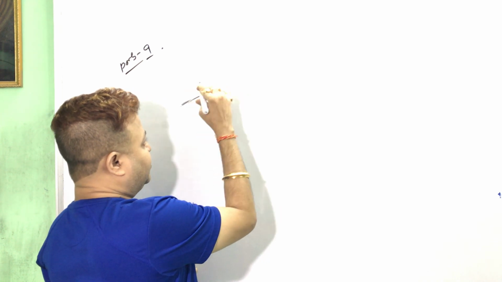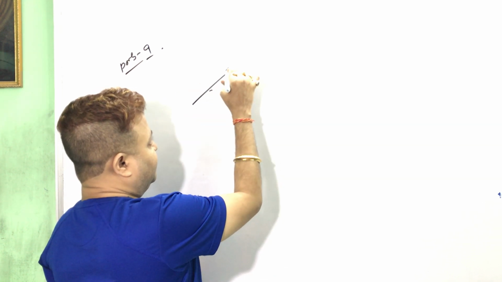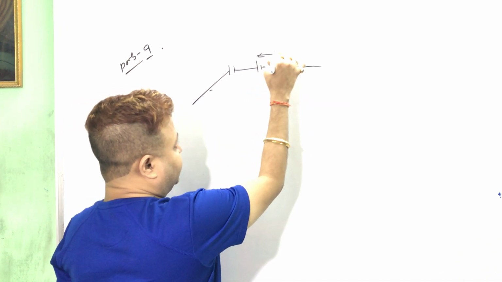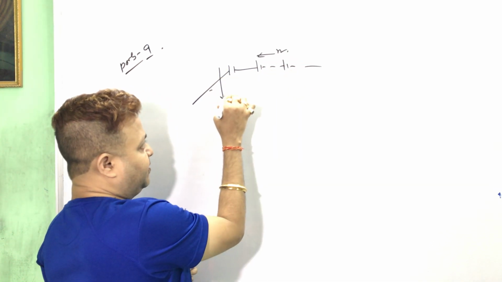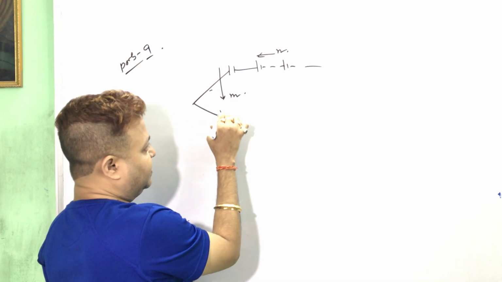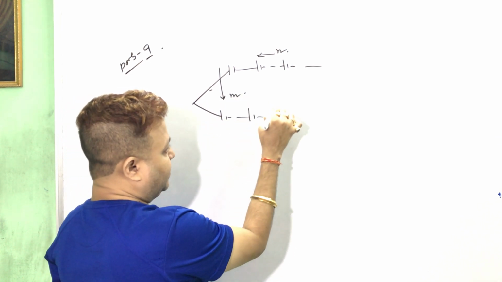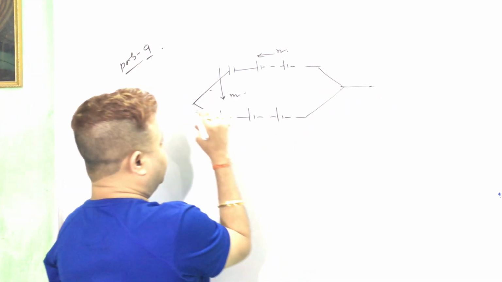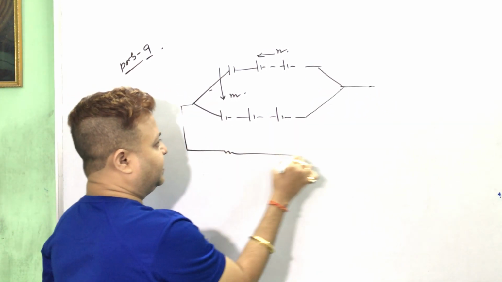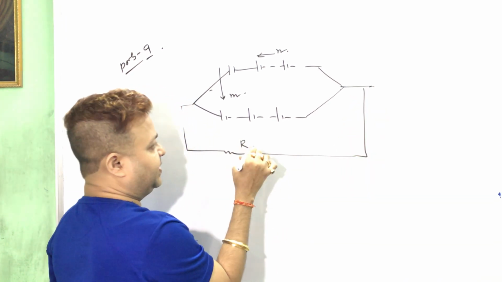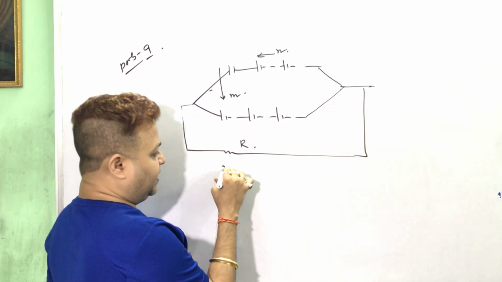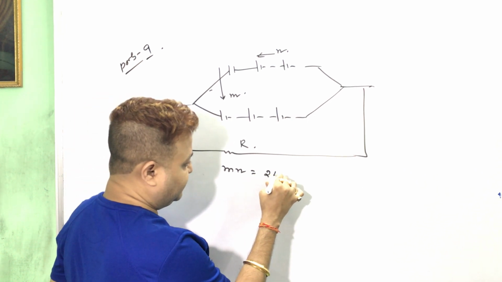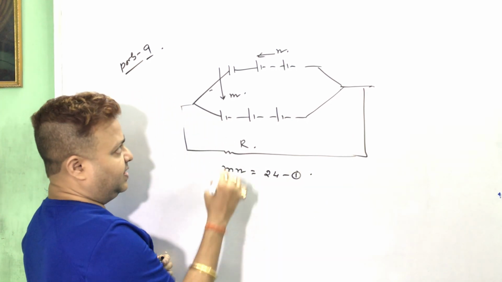That was an important proof. n number of cells are connected in series and m number of groups are connected in parallel, with an external resistance capital R. So the total number of cells mn is given, that is 24. This is equation number 1.